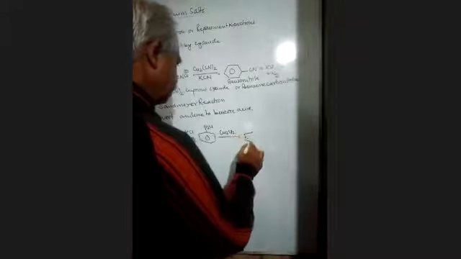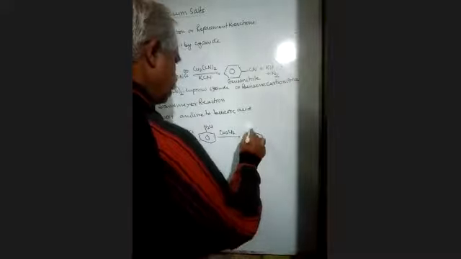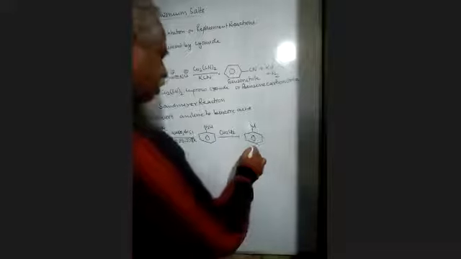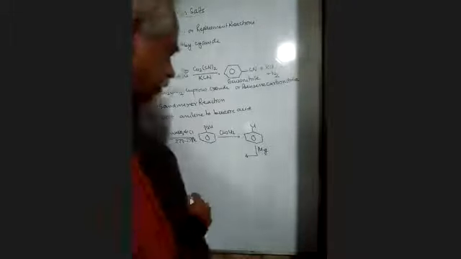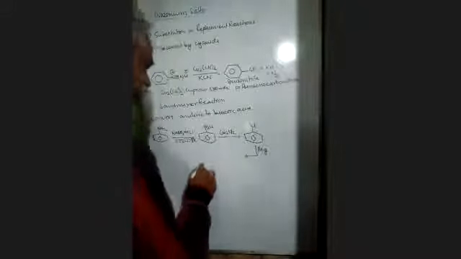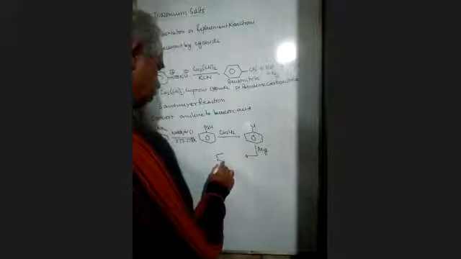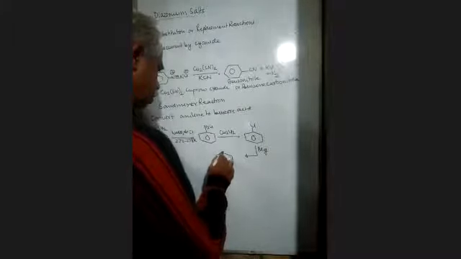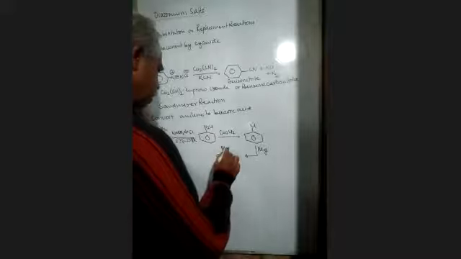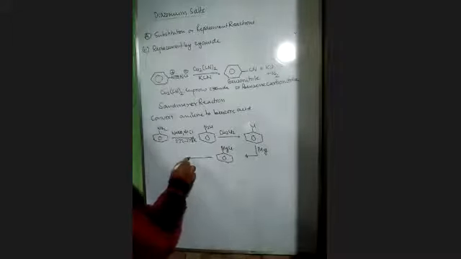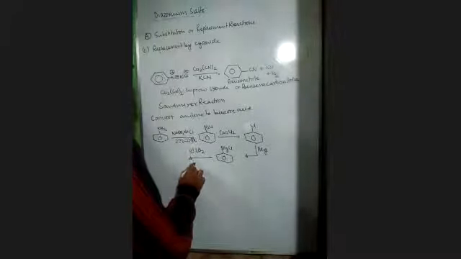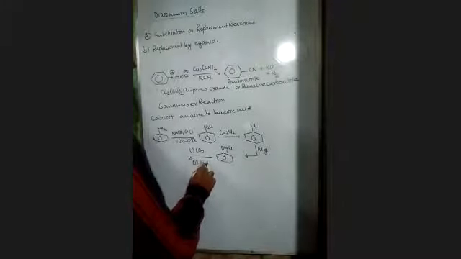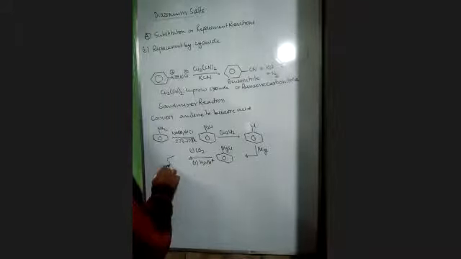Cu2Cl2. So what do we get? In my reaction, we'll get chlorobenzene. Don't worry. Treat with magnesium. So once you treat with magnesium, what do you get? You'll get the Grignard reagent, here MgCl. Then treat it with carbon dioxide followed by dilute acid. You get benzoic acid.